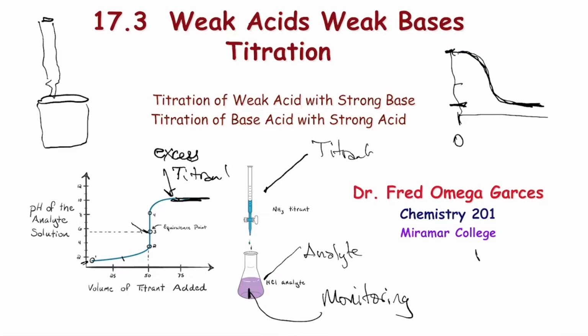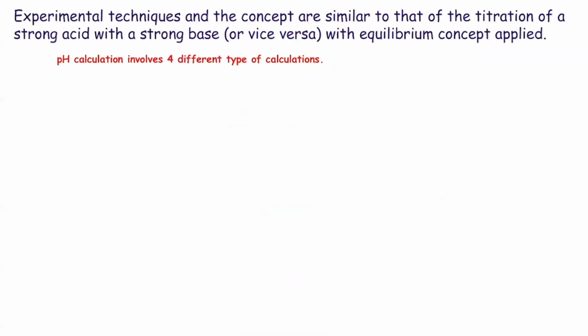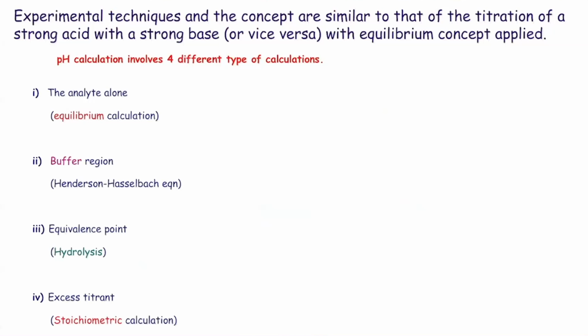So those are just things that you need to be aware of when you look at a titration curve. Okay, so there are 4 regions in a titration curve. One is where you just have the beaker and you've got your pH probe in there and you want to know the pH. That's just an equilibrium problem. That's just a weak acid or weak base problem.